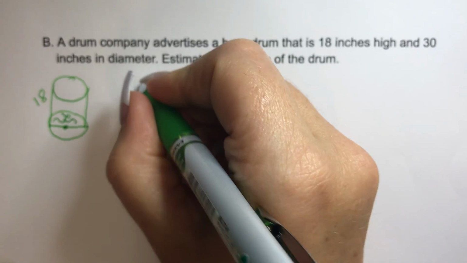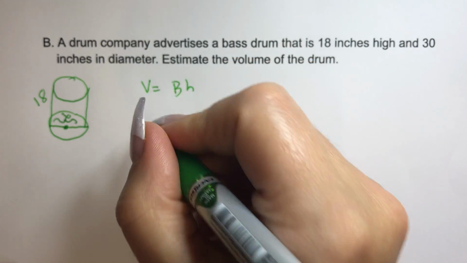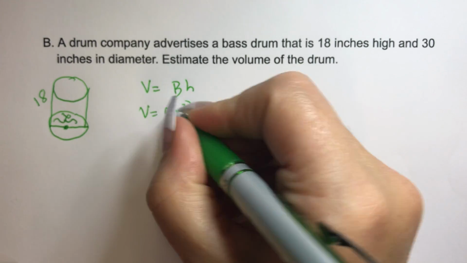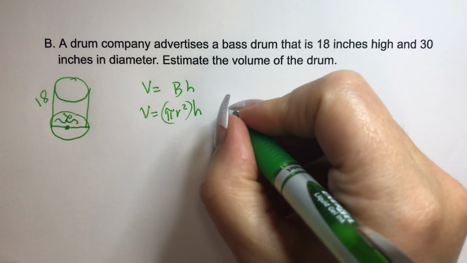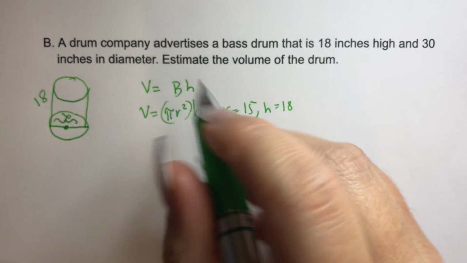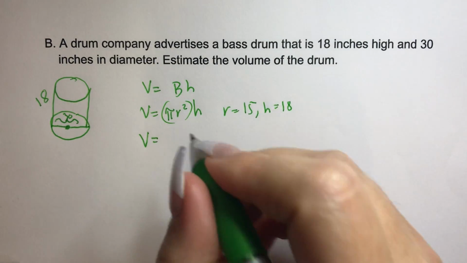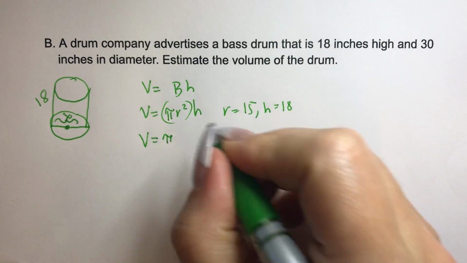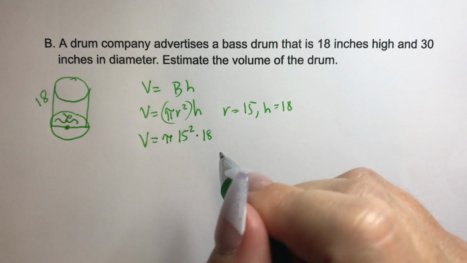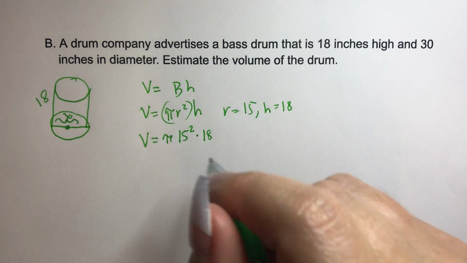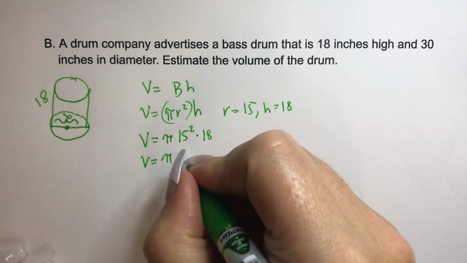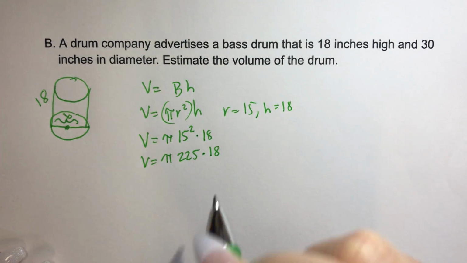Okay, so we know that the volume is base times height. The base would be the area of a circle. That's pi r squared times the height. We know the radius would be half of 30, which is 15, and the height is 18. So we are going to go pi r squared, which would be 15 squared times 18. So we know that 15 squared, right, it's a squared number. We've memorized these, so 15 squared is 15 times 15, which is 225. So we have 225 times 18.